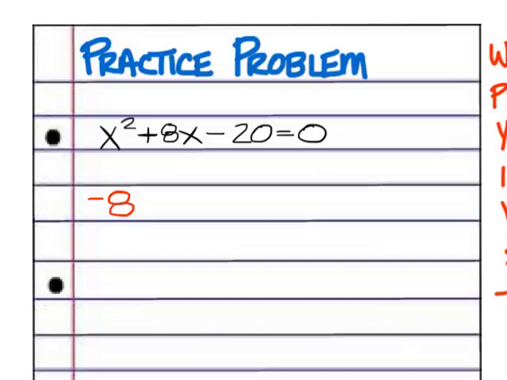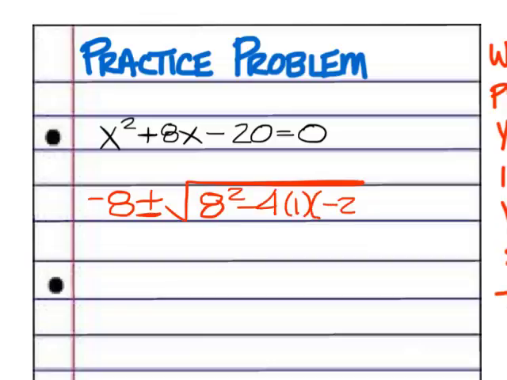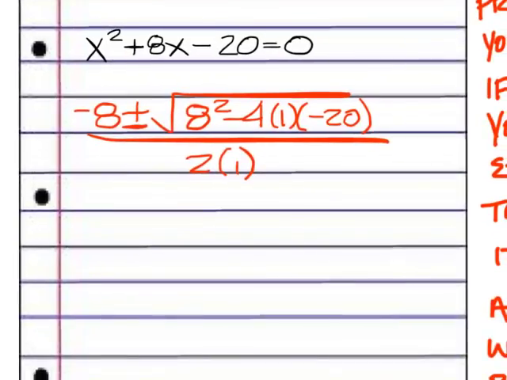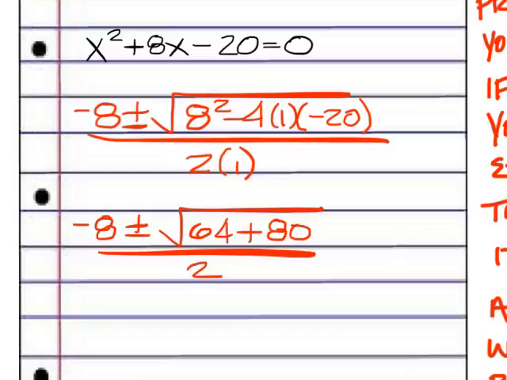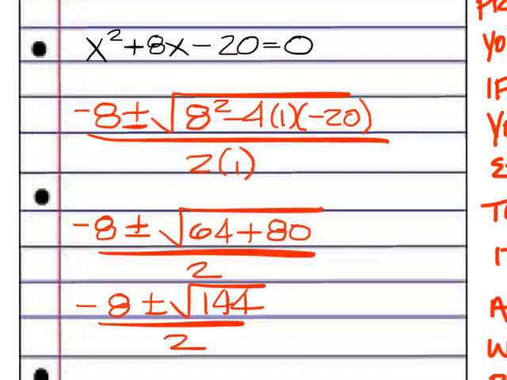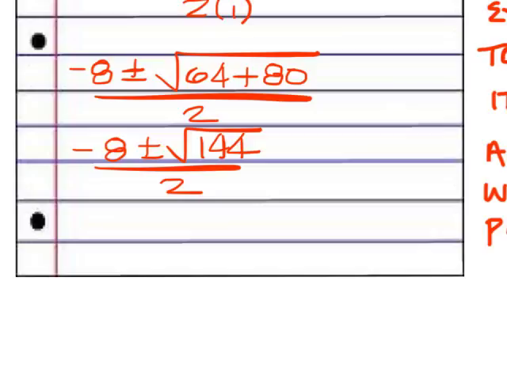You should have negative 8 plus or minus the square root of 8 squared minus 4 times 1 times negative 20, all of that over 2 times 1. Simplify this, and you'll get negative 8 plus or minus the square root of 64 plus 80. And that comes out to be a perfect square of 144. And that's going to give you a square root of 12.